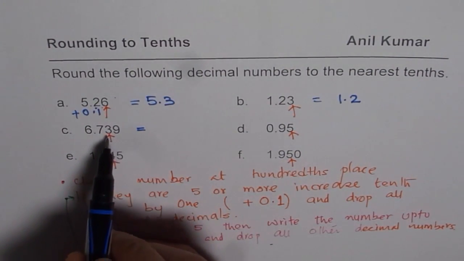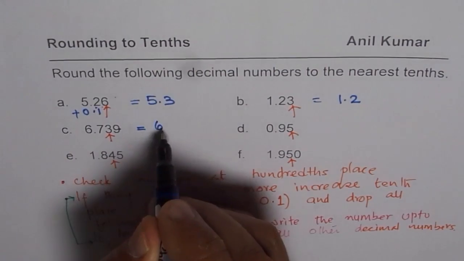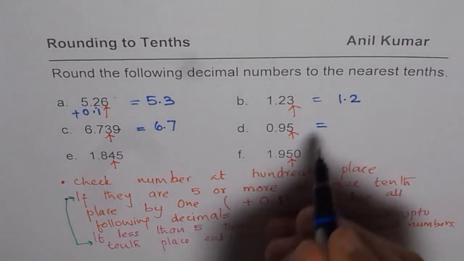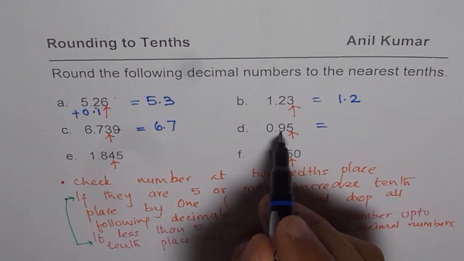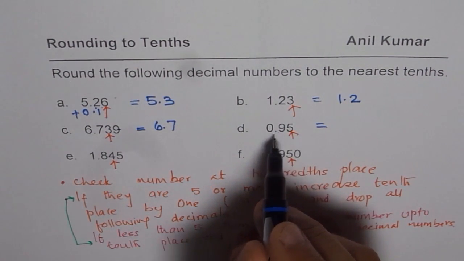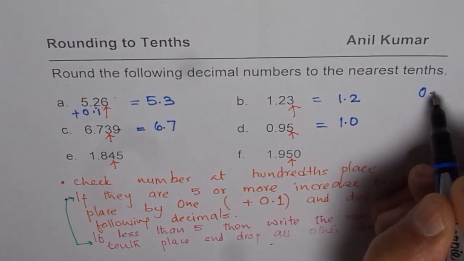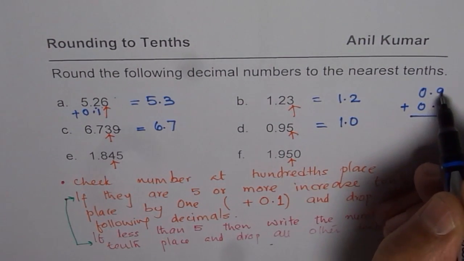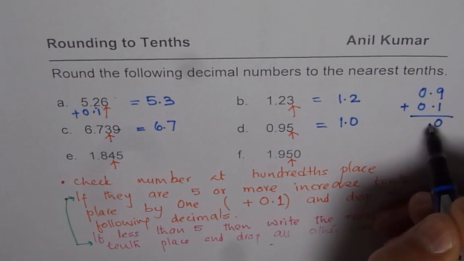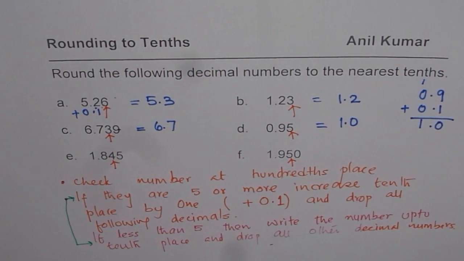6.739. So just check the number at the 100th place. It is 3, less than 5. So just drop these numbers. You're left with 6.7. Now we have 0.95. 5 or more. So you increase 9 by the next 0.1. So it becomes 1.0. Do you see? 0.9 plus 0.1 is what? 9 plus 1 is 10. So you get 0 decimal 1. So you get 1.0. So that is your answer.